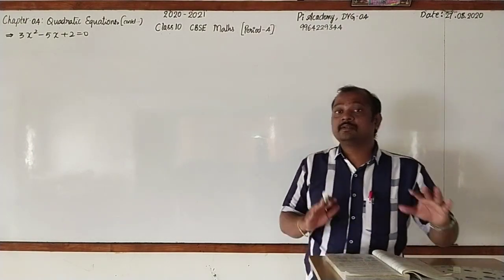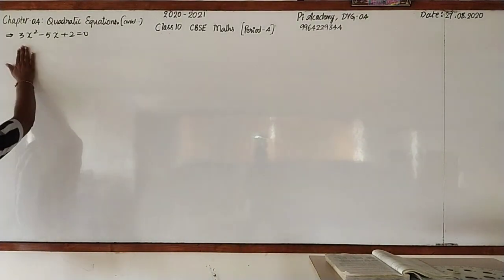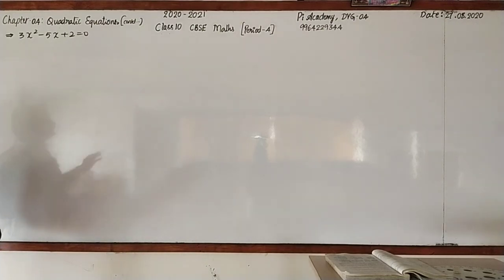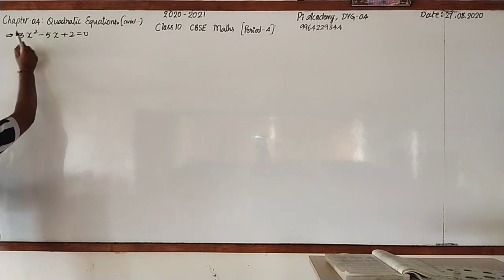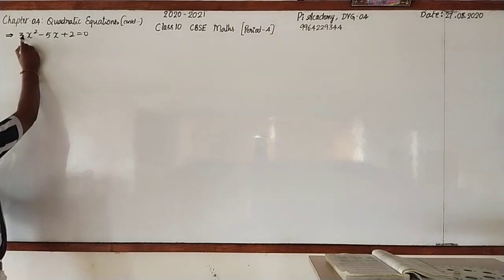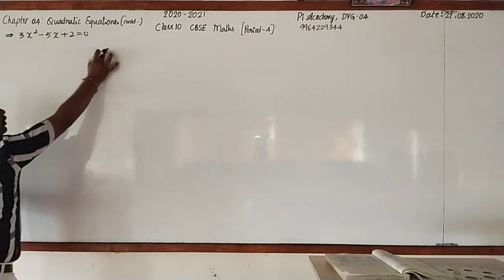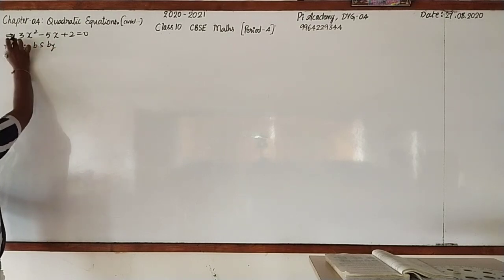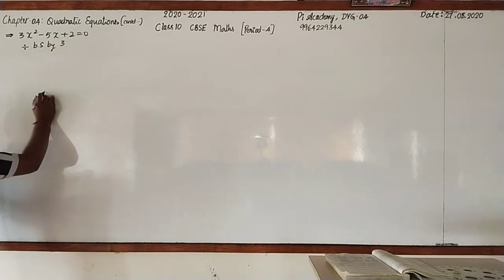Now, I'll explain it again. Listen carefully. I have taken this example: 3x square minus 5x plus 2 is equal to 0. This is a quadratic equation. See, in the method of completing the square, you have to observe whether the first term is a perfect square or not. It is not a perfect square. X square is a perfect square, but 3 is not. Hence, if the coefficient of x square is not a perfect square, the whole equation should be divided by it. Here I'll write, divide both sides by the coefficient of x square, that is 3.